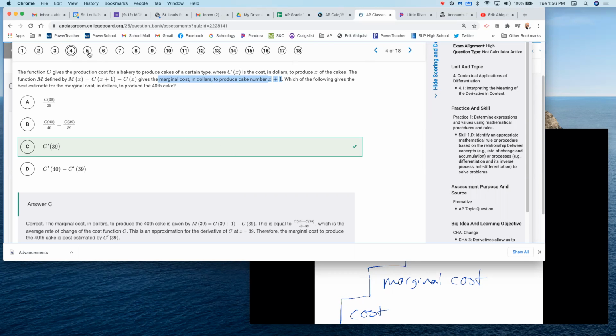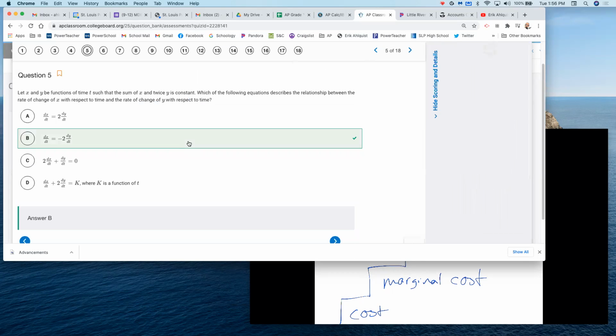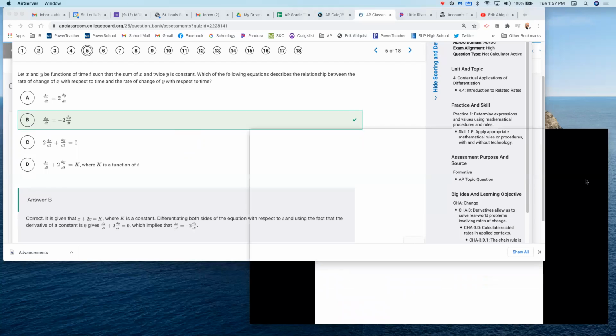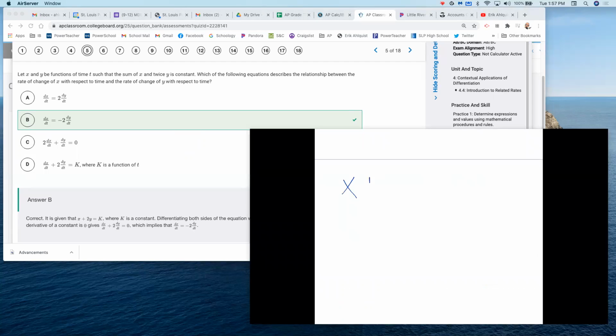Let me look at number 5. So let x and y be functions of t, such that the sum of x and twice y is a constant. So if you were to write that out in words, the sum of x and twice y is a constant. Does that make sense? That first line would be written that way. Is everybody okay with that?